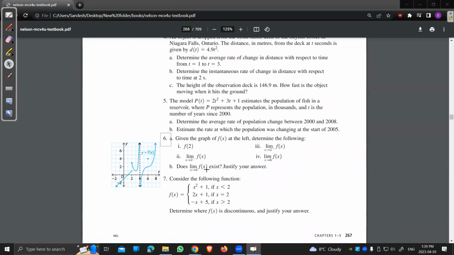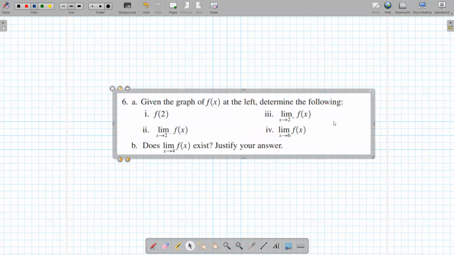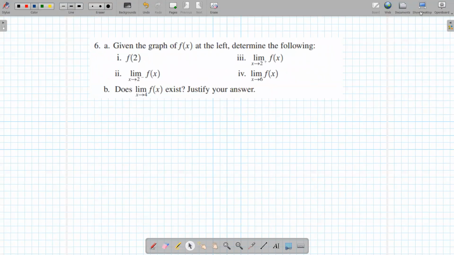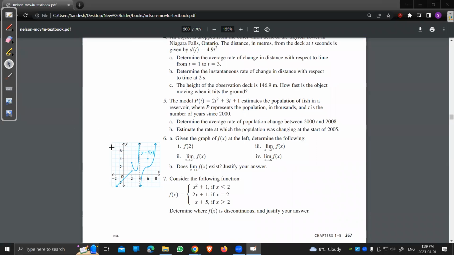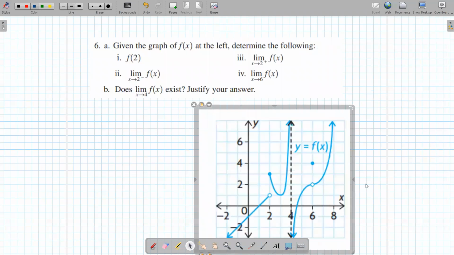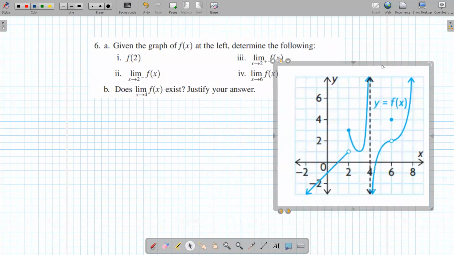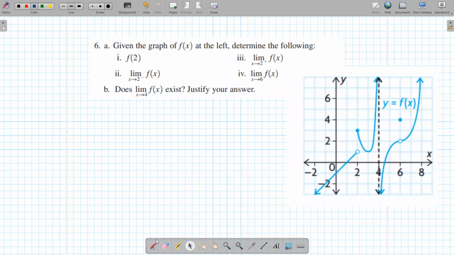Let's try doing question 6. I don't know if you remember this. This was a while ago, but they've given us a graph. We just need to find the limits. The thing about limits is they only exist if the limit on the left is equal to the limit on the right. Let's go one by one.